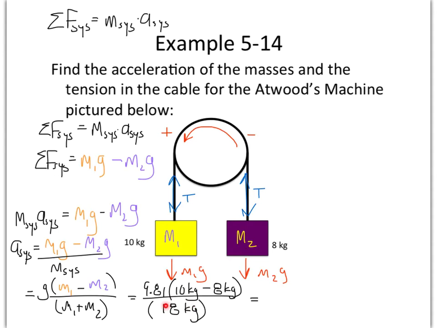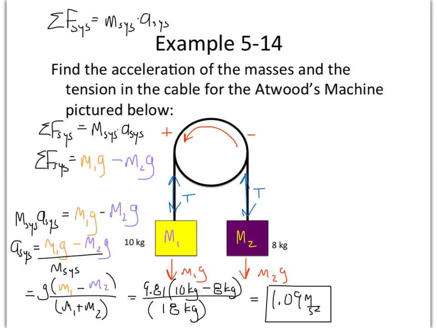So what do we get? I can do 10 minus 8 in my head. So take that times 9.81 divided by 18. That's going to be 1.09 meters per second squared. Right, that's our acceleration of the system, which isn't very fast.